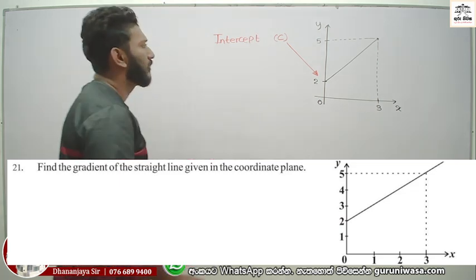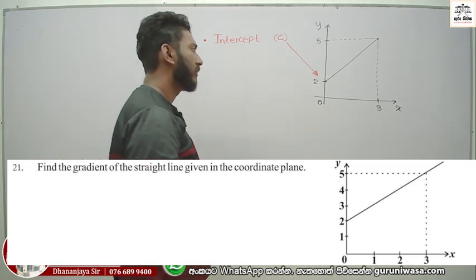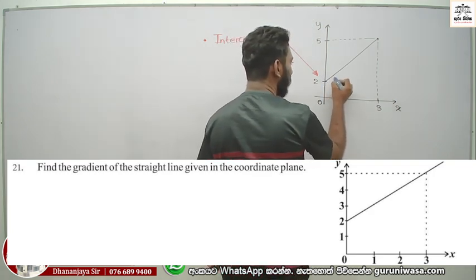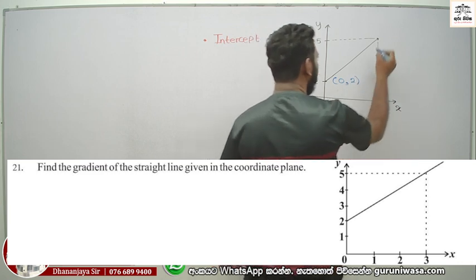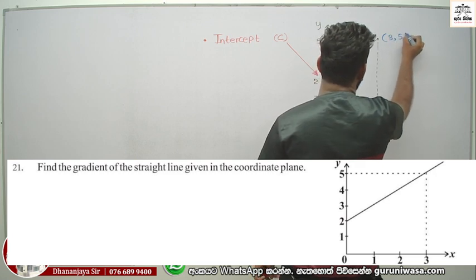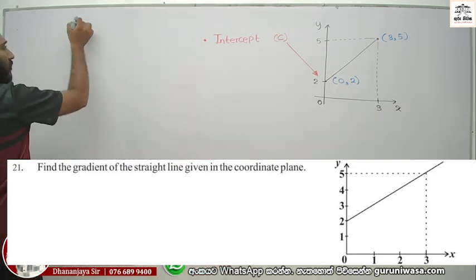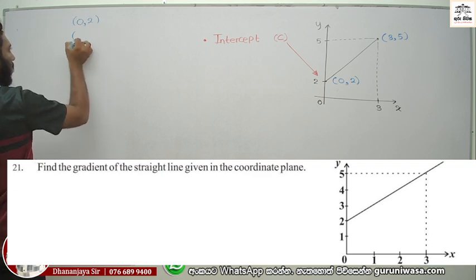Intercept. Right. That's the first thing. Now, look at the coordinates. The coordinates of this point is 0, 2. And the coordinates of this point is 3, 5. Now you know we have two coordinates now, 0, 2 and 3, 5.